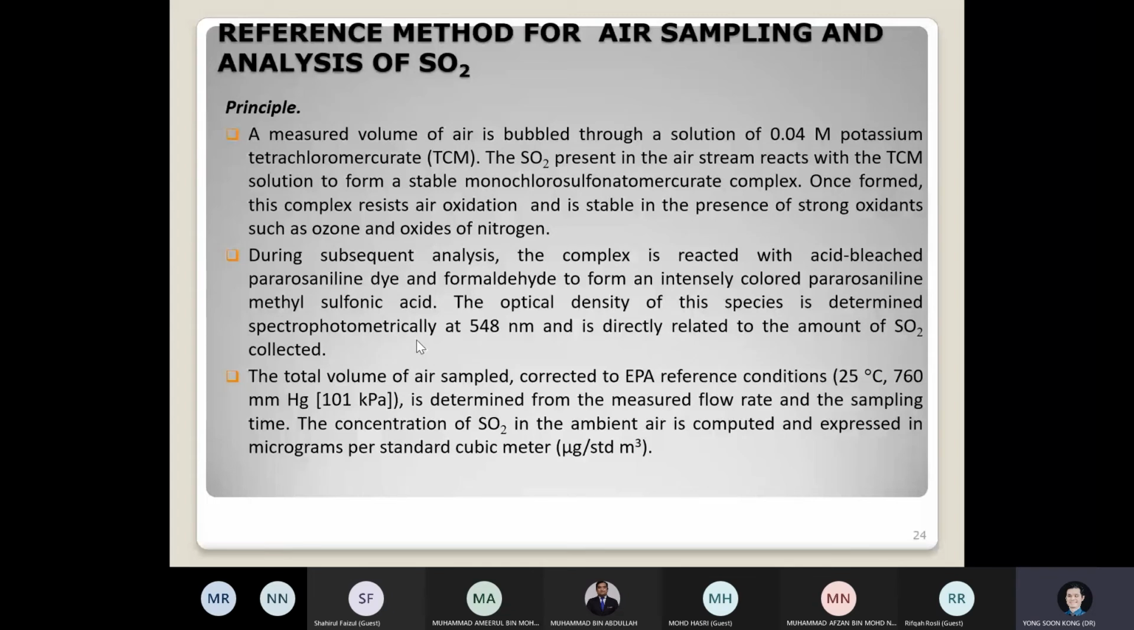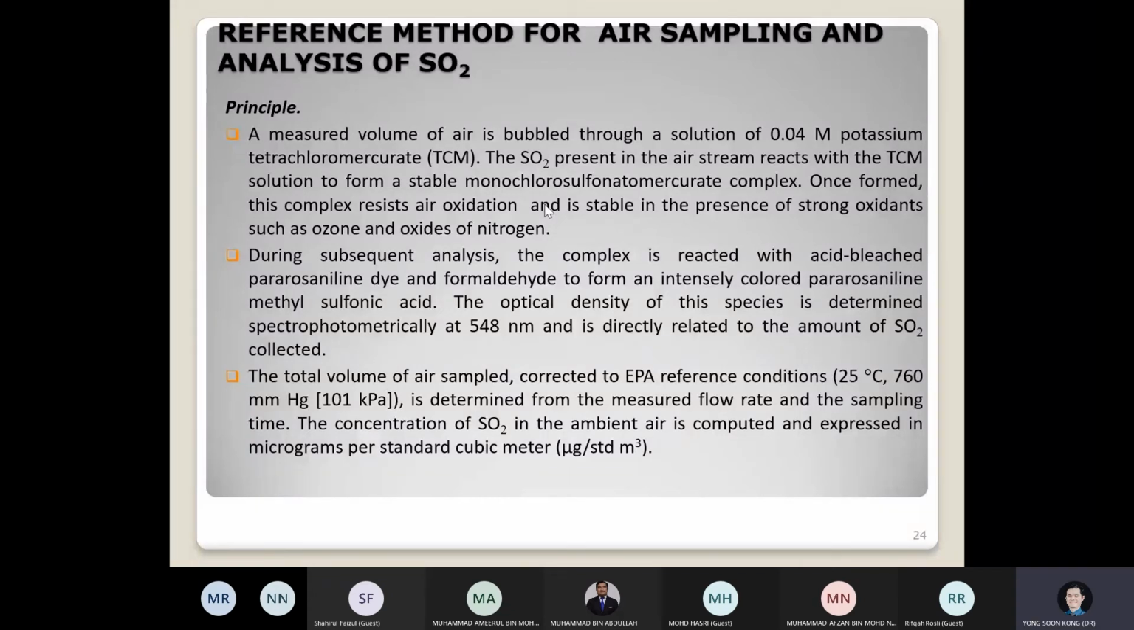Now, in this case, the spectrophotometer is going to use normal, ordinary light, but they're going to read the absorbance at 548 nanometer. And then, of course, they're going to have some reference material to establish the calibration curve. And from there, they can measure how much sulfur dioxide is in the captured chemical, TCM. Just like that, they can measure it based on the comparison with the standard.